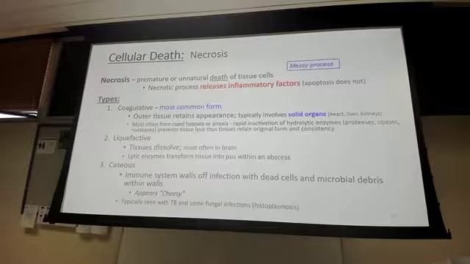And then the last one is caseous necrosis. So caseous, it's Latin for cheese-like, and it looks like cheese. And I'll show you that here in a sec. And this is most common with TB, tuberculosis. You'll see it with some other fungal infections, but TB classically presents with this caseous necrosis.